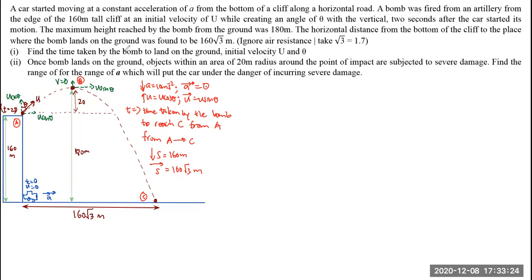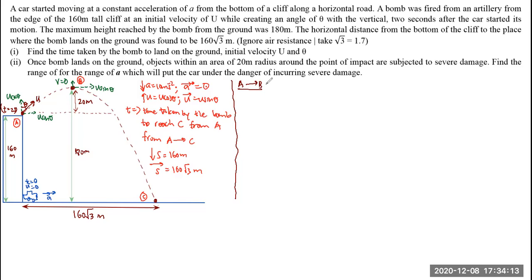Now, first question: find the time taken by the bomb to land on the ground, initial velocity, and angle theta. So there are three unknowns we have to find: T, U, and theta. Three unknowns, so we will need three equations. Okay, right. So 20 meters here height. By looking at the equations, I think we should start from A to B rather than going from A to C, because when you go from A to C, there are quite a lot of unknowns. So it's better if we start from A to B. So I'll start the working from there.